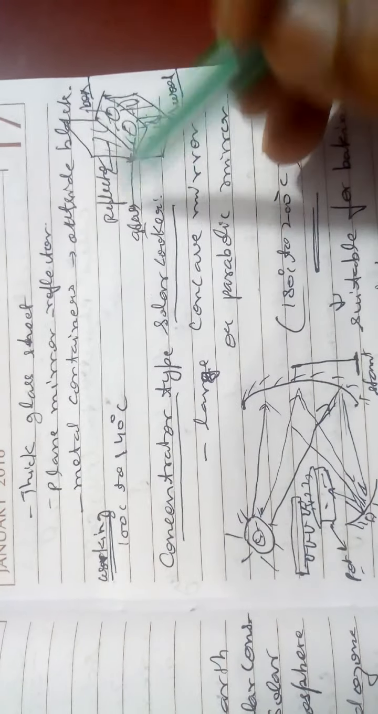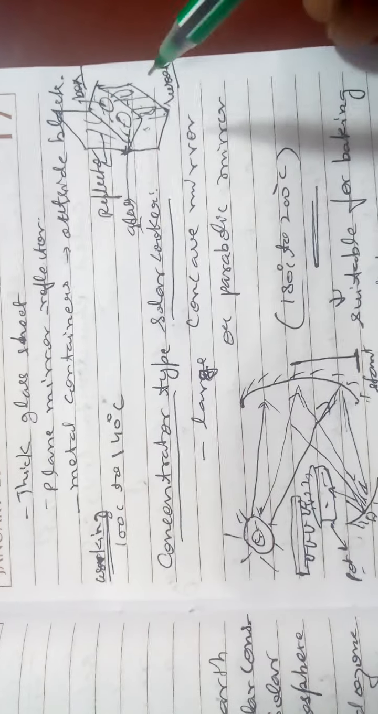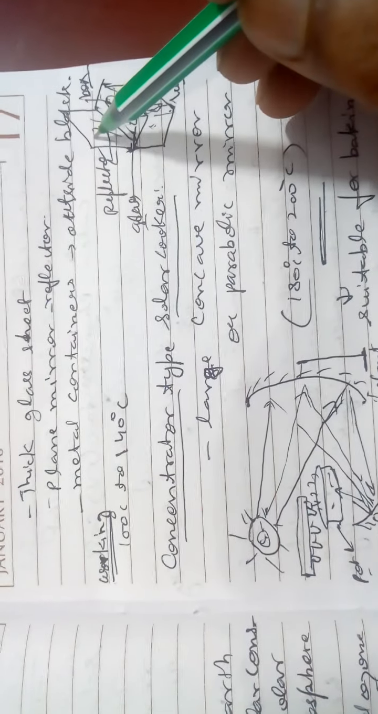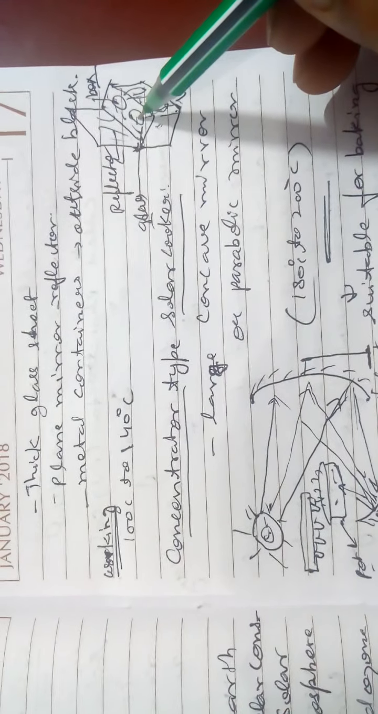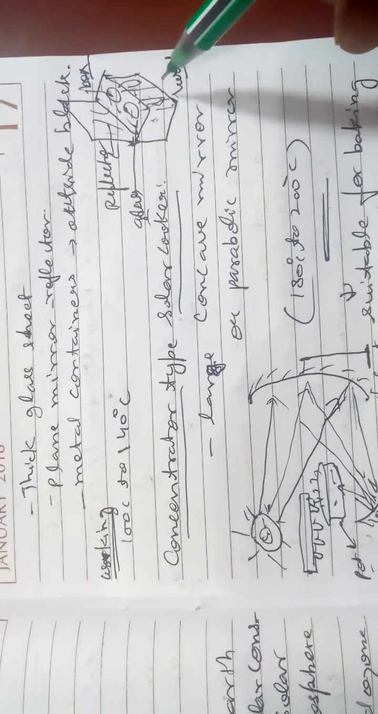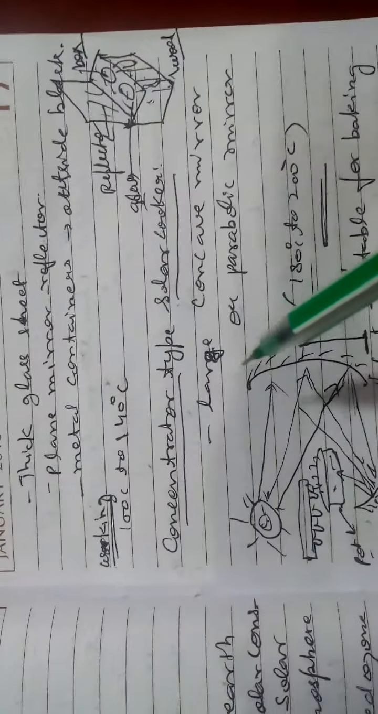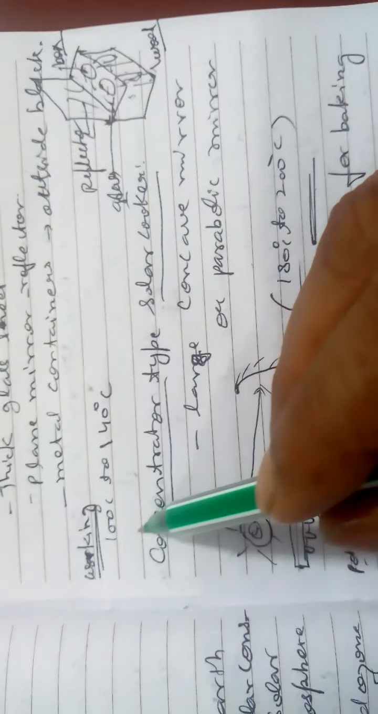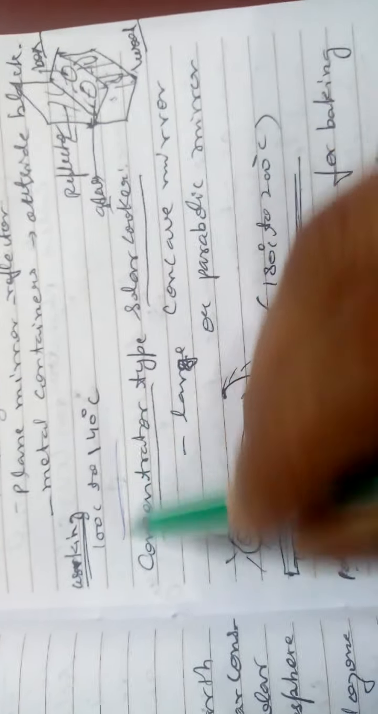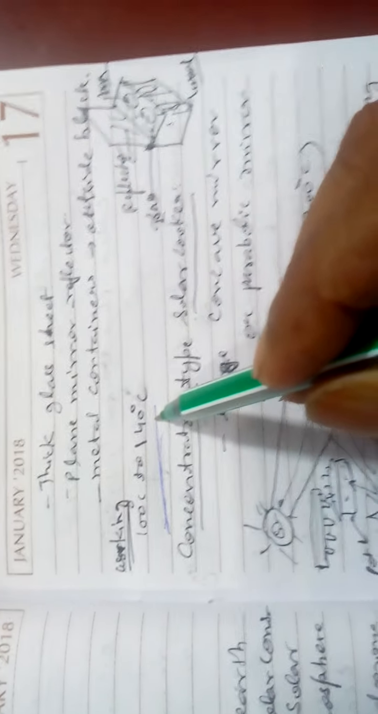Glass is kept on top so that heat can go inside. After the reflection, heat falls on the glass and goes inside, and from inside it will not come out. It protects the heat inside. The temperature range inside is 100 degree centigrade to 140 degree centigrade, enough to boil food. You can prepare boiled food.